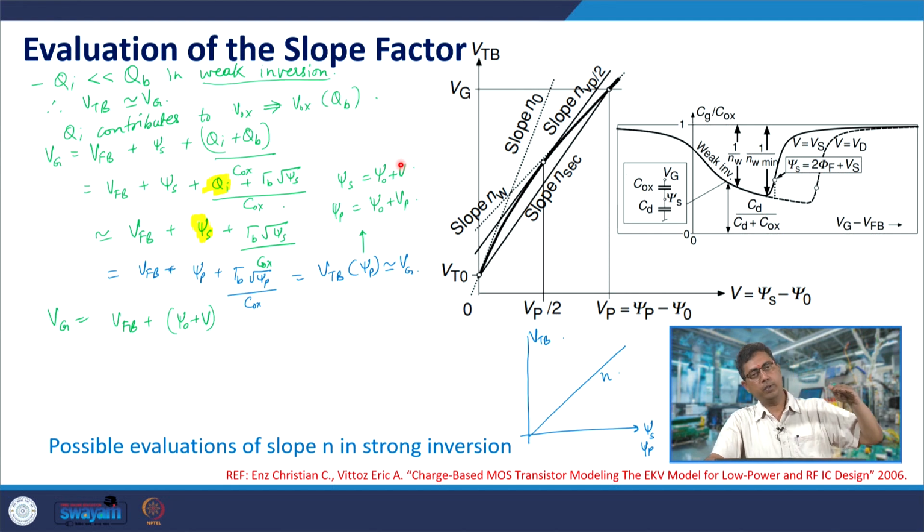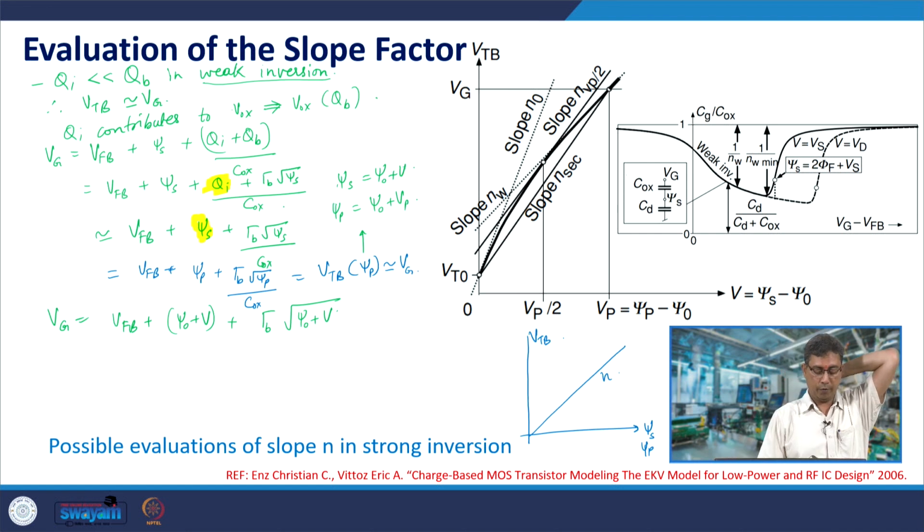As you move from the source edge to the drain edge of the channel, the local surface potential increases and chi s increases, and the inversion charge density keeps on reducing. So you can have a value of chi s which is smaller than chi naught for smaller gate voltages. Or for the same gate voltage, if you keep on increasing the local surface potential, inversion charge reduces, but chi s keeps on increasing.